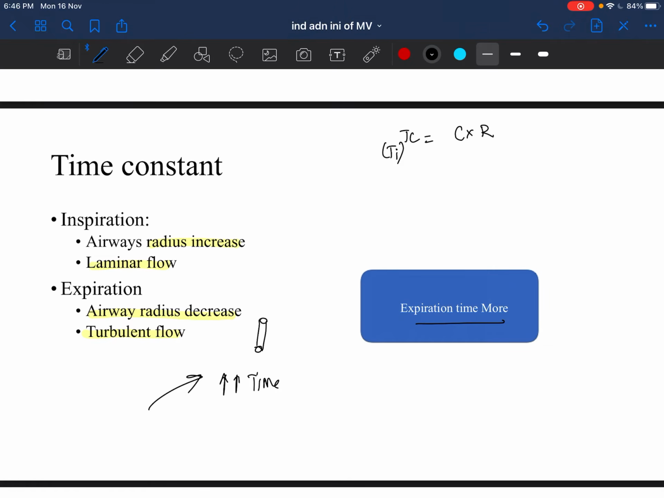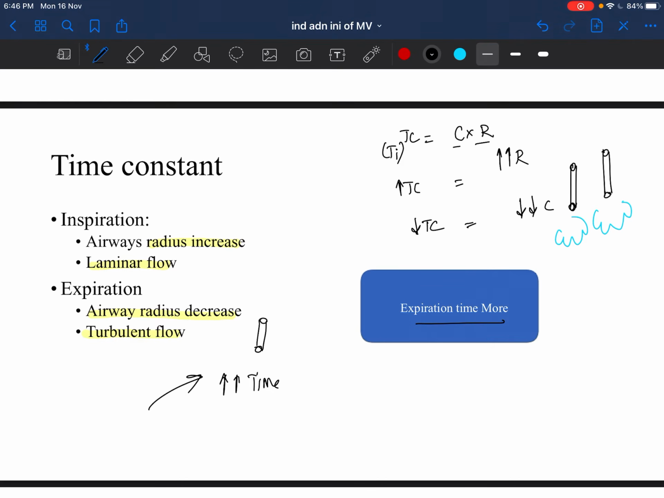Any condition that increases the resistance is going to increase the time constant, correct? Because these are all directly proportional. Any condition that decreases the compliance is going to decrease the time constant. So if you want to put it into an example, you have this alveoli which is normal and you have the airway which is very narrow.